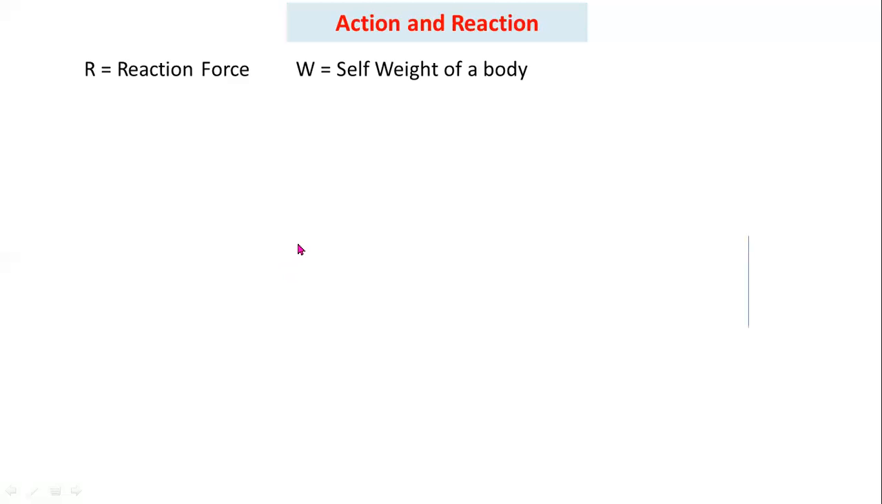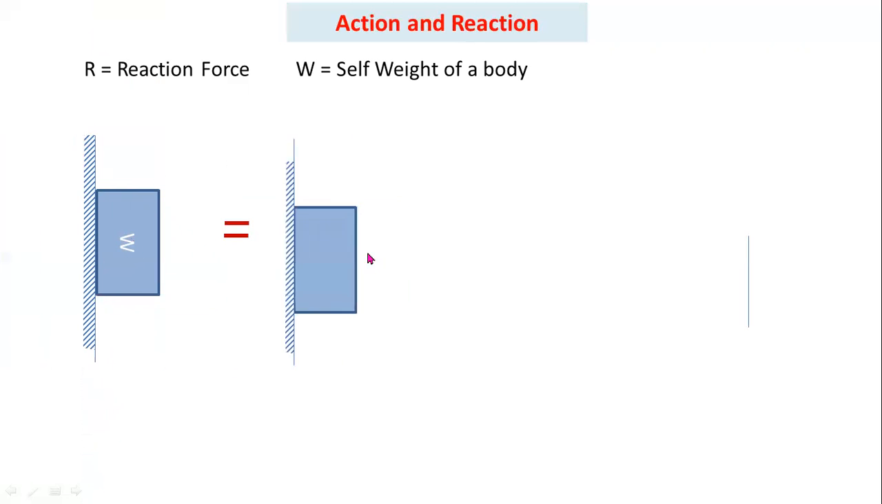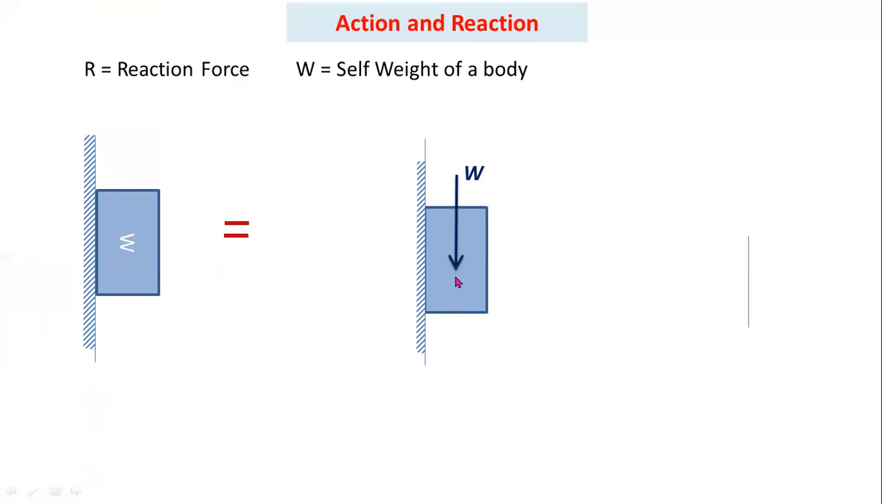Now coming to another example. This is a vertical support. If you are placing an object on this vertical support, then the self weight of this block you have to consider vertically downwards. The self weight of the block always acts vertically downwards like this.